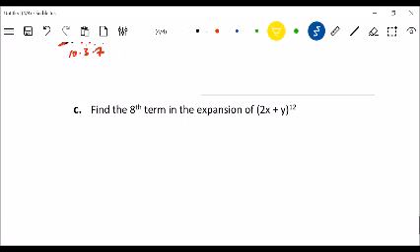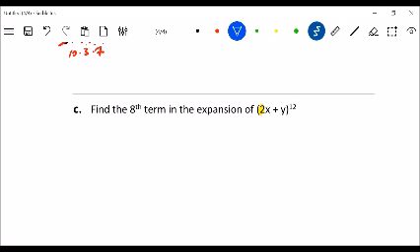Now let's look at one which will be a little different. In this case, it has a coefficient on the A or B here. All right, so that's A, that's B, 12 is N, and if we want to find the 8th term, that means K is equal to 7. Okay. So we now know those things. Now let's use that formula.